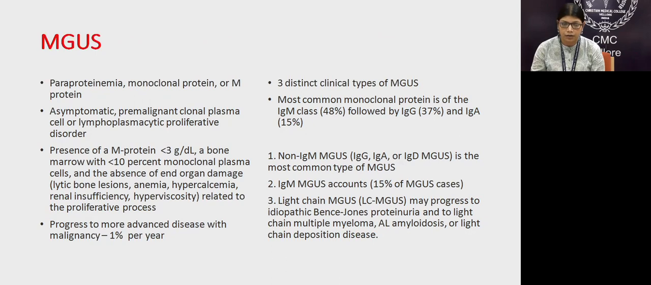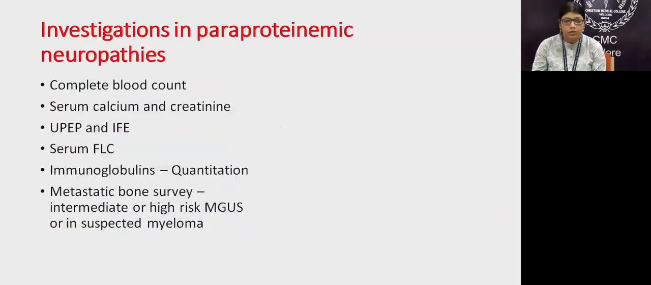There are 3 different clinical types which can present as neuropathy. The most common being the IgM class. The second is the non-IgM, and the third one is the light chain MGUS, which can evolve into multiple myeloma and AL amyloidosis. So when we are considering paraproteinemic neuropathies, we should always look at the calcium, immunofixation electrophoresis, serum electrophoresis, urine protein electrophoresis, free light chain immunoglobulins, and do a basic metastatic bone survey to see if they have some evidence of MGUS, or if they have already progressed into a myeloma or a light chain disorder.